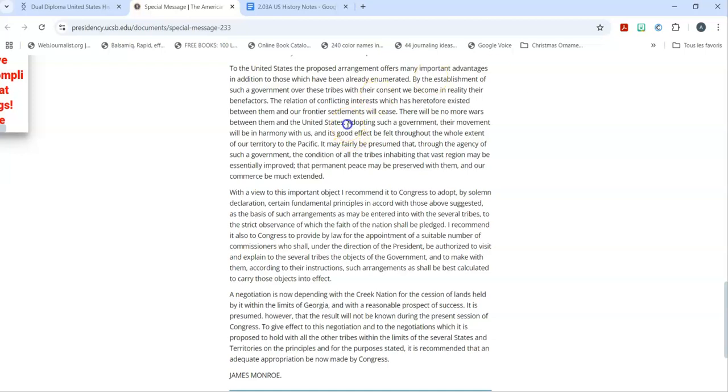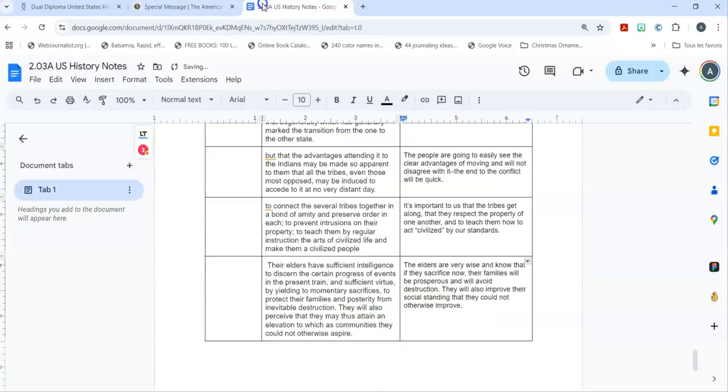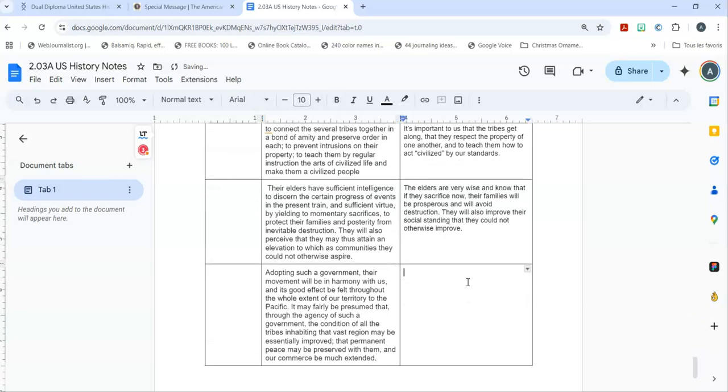So he's saying, if they adopt the government that we give them, then they will be happy, they will be prosperous, there will be no more war. And their lives will be improved.